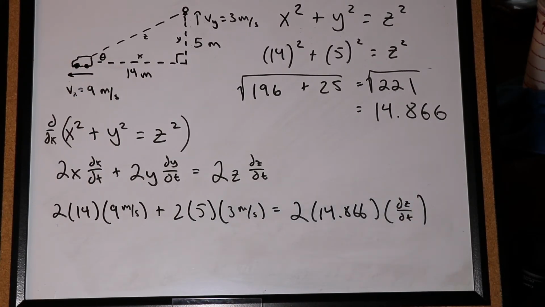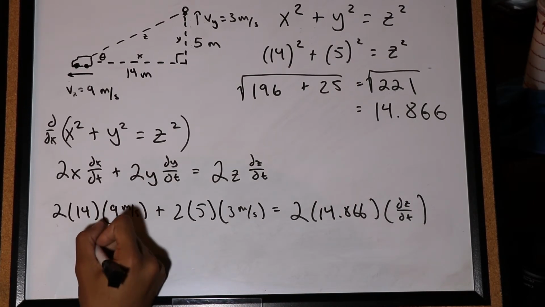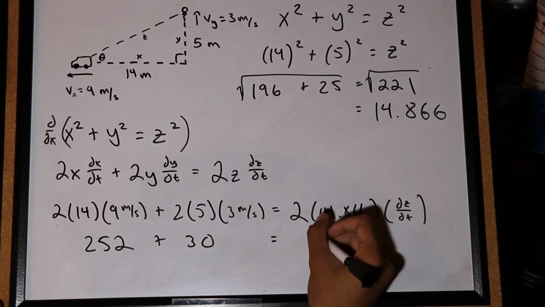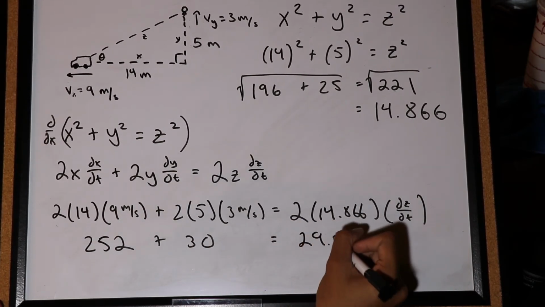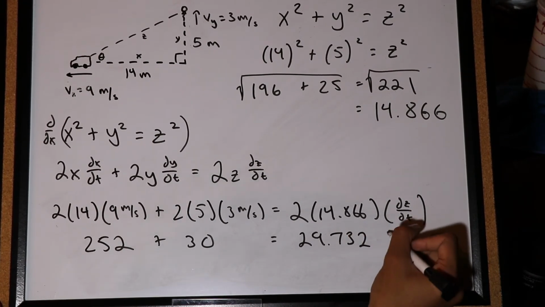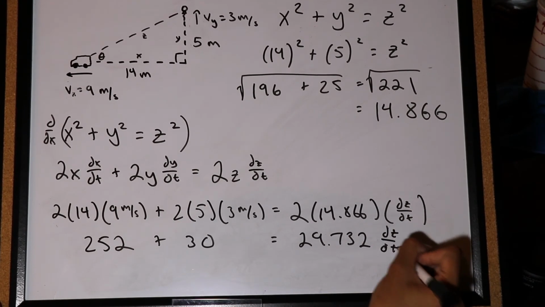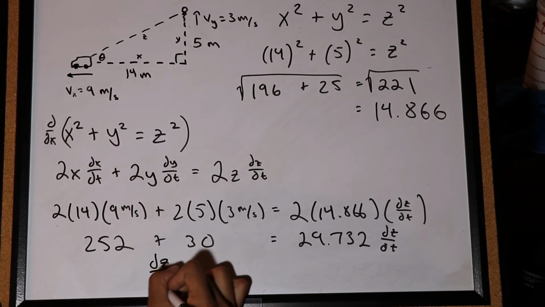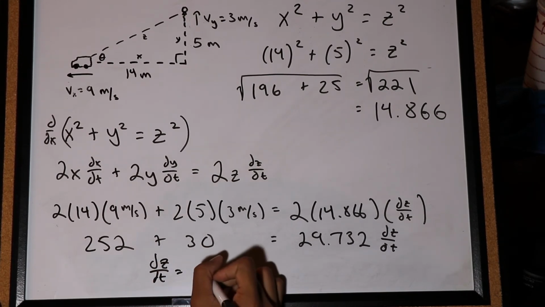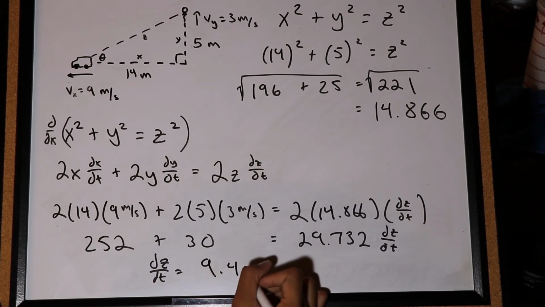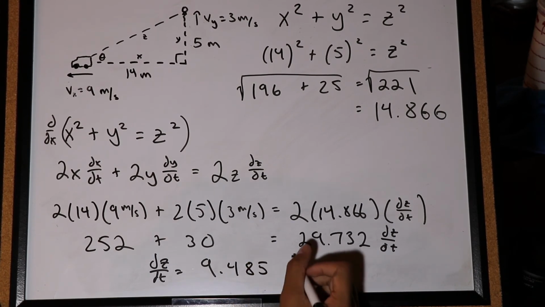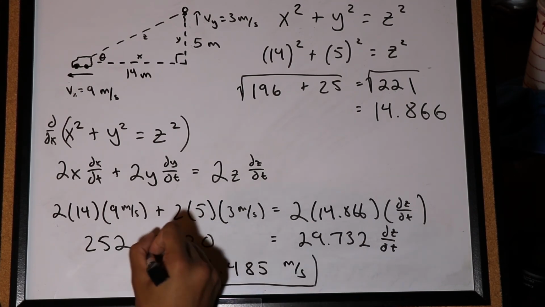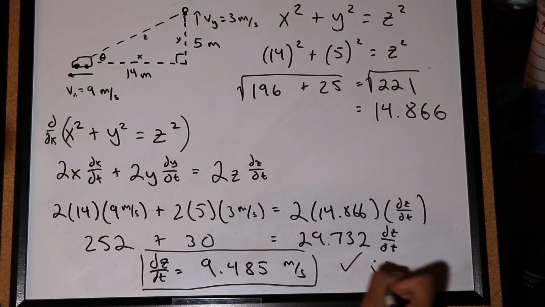So we're going to multiply the 2, 14, and 9, and that gets 252. And then 2 times 5 times 3 is 30. And 2 times 14.866 is 29.732, times dz/dt. So when you finally solve for dz/dt, you get that the answer is 9.485 meters per second. And that is how much the distance is increasing at that exact instant in time. So there's the answer. Cool.